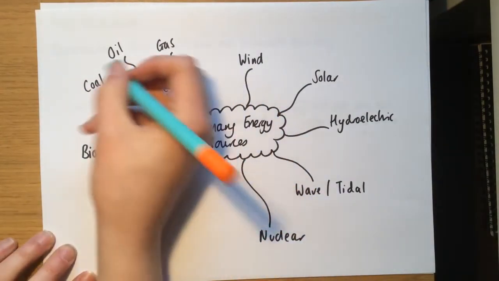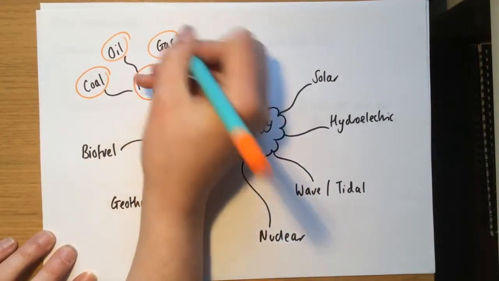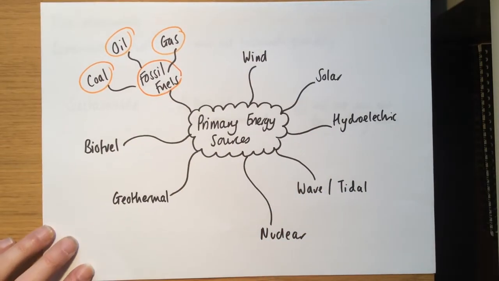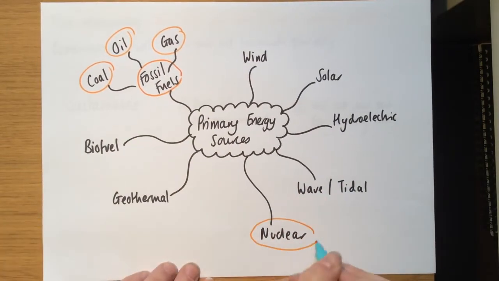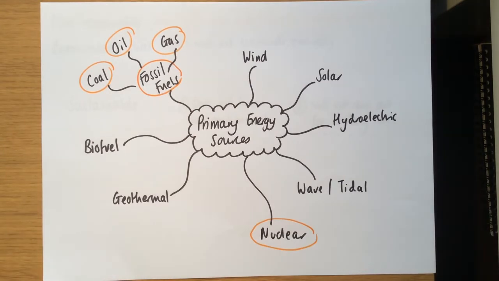Non-renewable energy sources here are fossil fuels, so all three of these, coal, oil and gas, cannot be made. Once they're used, they're going to run out. The other one is nuclear energy. Once we use it, it's gone. We have a lot of it, and it's not going to run out for a very, very long time, but it is still technically non-renewable.